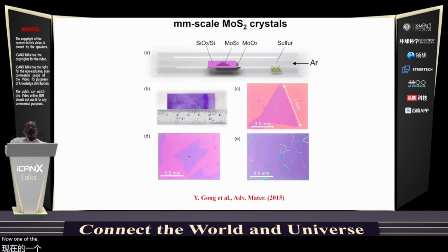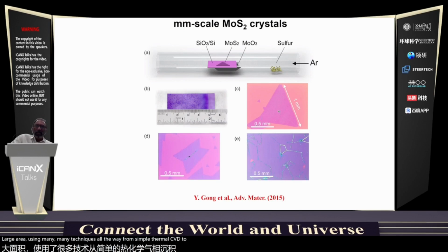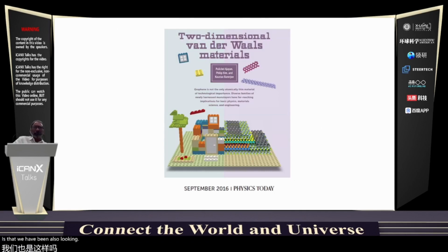Now, one other opportunity is also to grow very large crystals, and again, that's something that has been done in many groups now. People can grow large area using many techniques, all the way from simple thermal CVD to MOCVD. And some of the grain sizes that you can get go into the millimeter scale. So almost like single crystals, people can grow. And it's important to do experiments with these types of materials to see consistency. And that's something that we have also been looking at.